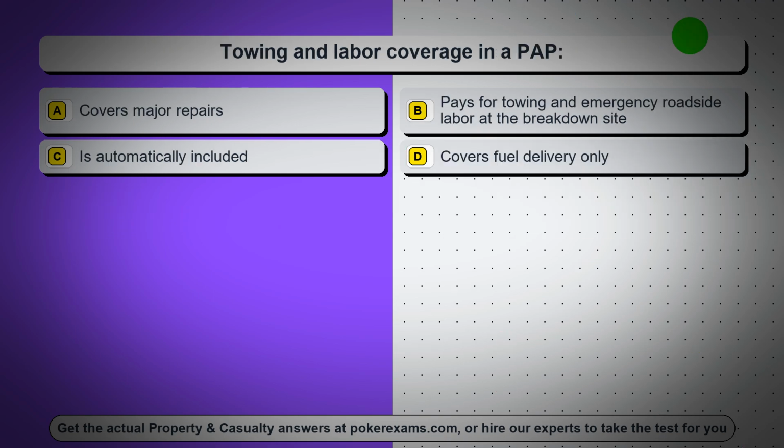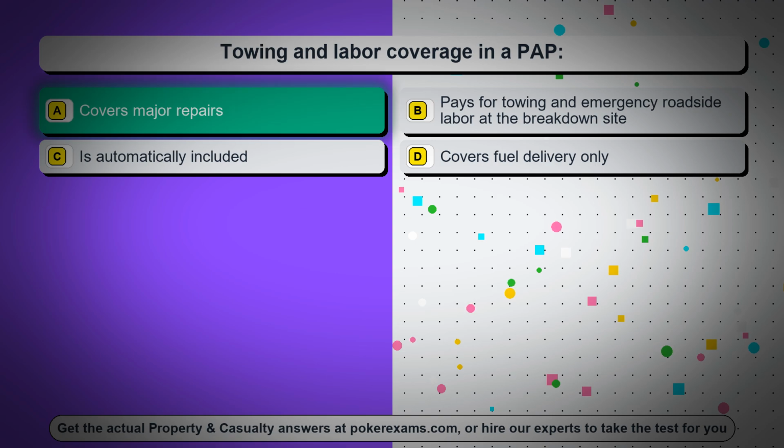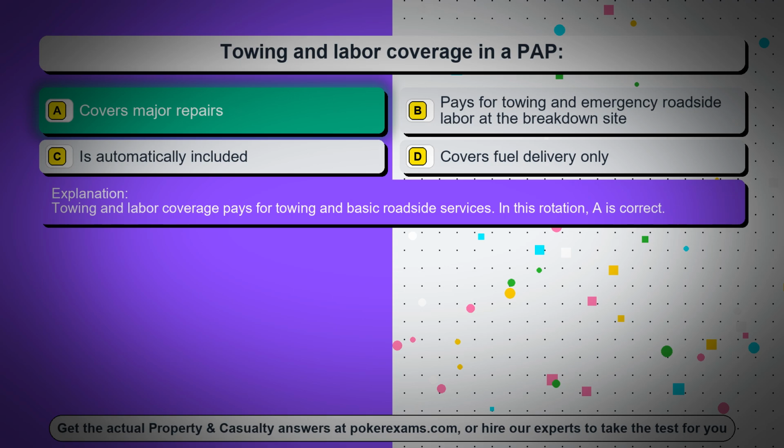Question 91. Towing and labor coverage in a PAP. Option A, covers major repairs. Option B, pays for towing and emergency roadside labor at the breakdown site. Option C, is automatically included. Option D, covers fuel delivery only. The correct answer is option A, covers major repairs. Towing and labor coverage pays for towing and basic roadside services. In this rotation, A is correct.